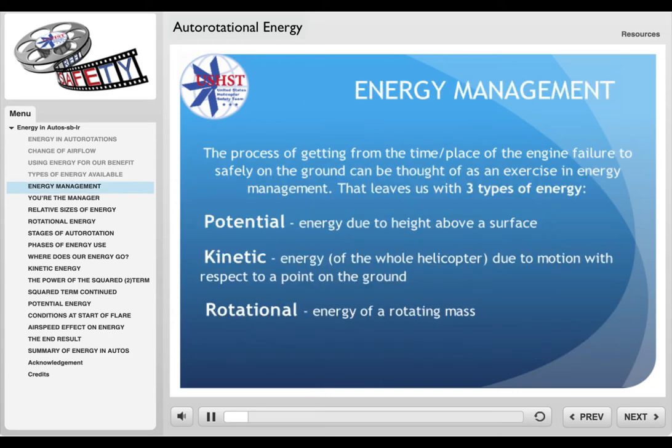The process of getting from the time and place of an engine failure to safely landing on the ground can be thought of as an exercise in energy management. That leaves us with three types of energy. We have potential energy, that's due to our height above a surface. We have kinetic energy, which is due to the motion of the helicopter with respect to a point on the ground. And then we have rotational energy, which is the energy of our rotating mass.